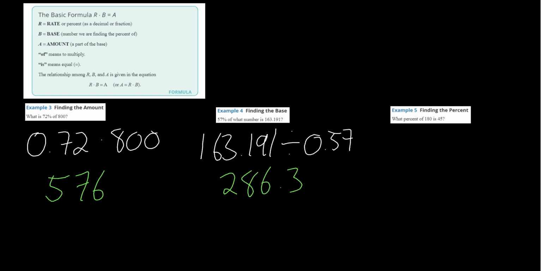286.3. And then example 5 is saying what percent of 180 is 45. Okay, this is just simply going to be the ratio. So if I was to put it back into my football card collection, Dan Marino completed 45 out of 180 passes, right? And 45 out of 180, well, you'd say 45 divided by 180, which is going to be 0.25. So let's do 45 divided by 180, which is going to be 0.25 or 25%.